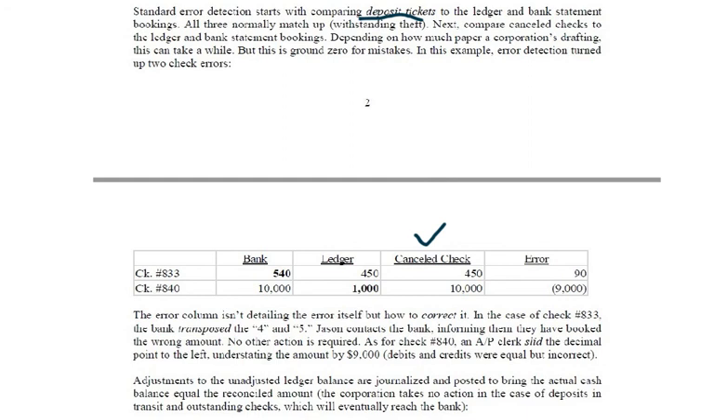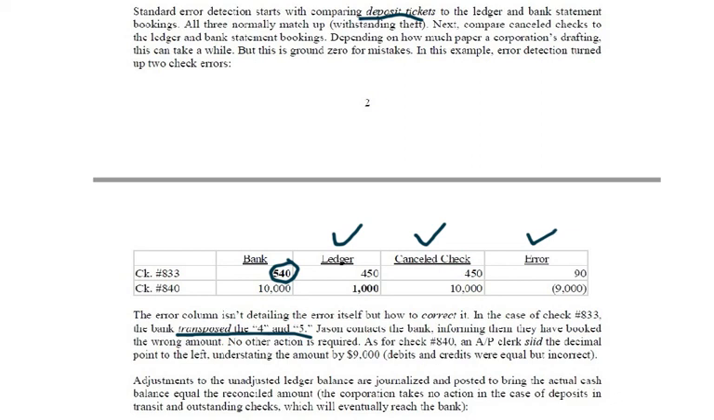Now with 833, we compared the canceled check to the ledger balance, and you'll notice they both equal. But over here, the bank said it was $540, not $450, because what the bank did is something called a transposition. They transposed the 4 and the 5, and that's how they got that error. So the rule that I want you to abide by here is to first understand what the error itself is. When you look at this column here, it says error. This is how to get rid of the error, how to correct the error.